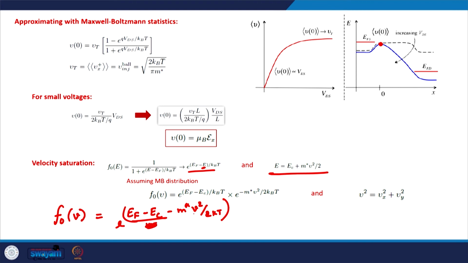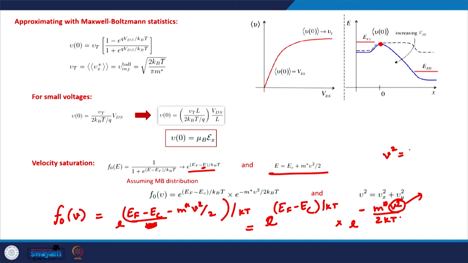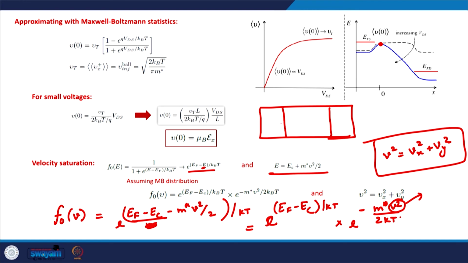This KT is the common denominator here. So this constant part can be taken out, which is exponential of (EF minus EC) by KT, times exponential of minus m star v square divided by 2 KT. And now this v square is actually the two-dimensional velocity, so this v square is vx square plus vy square. For an arbitrary electron which is starting in the channel, this is the velocity at any angle, it will have a vx component and it will have a vy component. This is the net velocity, this is source, this is drain, and this is the channel.